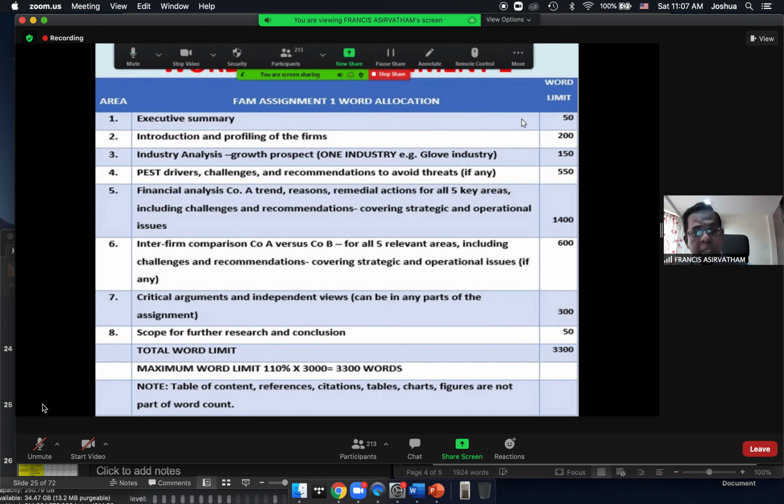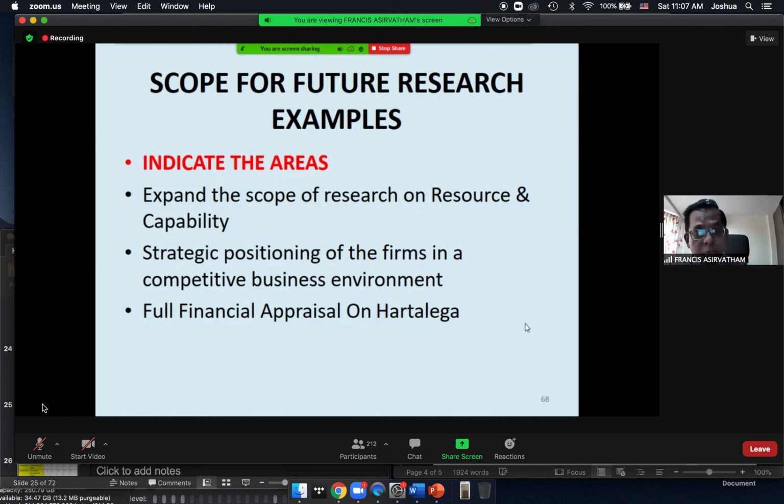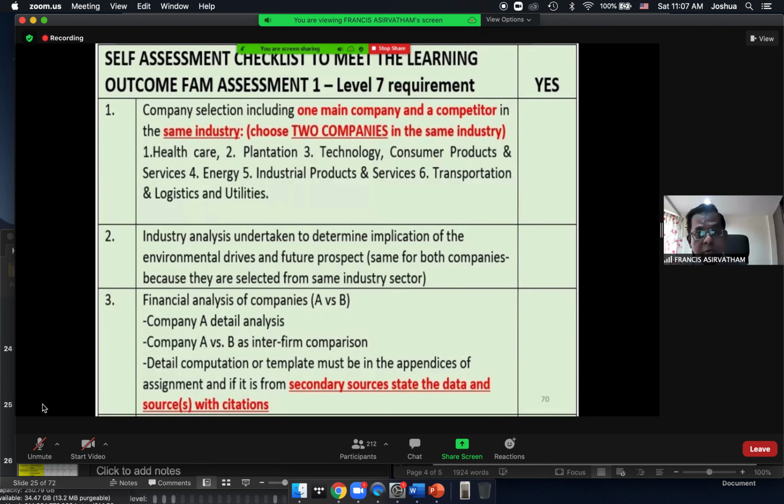50 for your executive summary, introduction 200, industry attractiveness 150, PESTEL 550, company analysis 14, inter-firm 600, critical argument, independent view is a must for those of you planning to score, and scope for further research. Okay, you need to write down what are the areas that you want to do to have a comprehensive research. That is to show the students' creativity. Okay, so it's up to you. I have some example here, but you can do further.